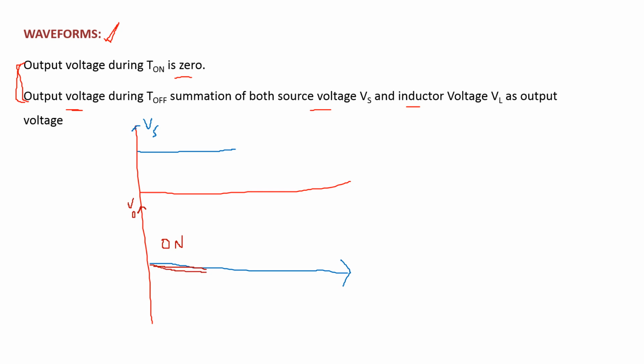Similarly, during off time, we are going to get the output voltage, which is the summation of supply voltage plus inductor voltage. Okay, this is the off time. During this period, the magnitude of the output voltage is the summation of supply voltage Vs plus inductor voltage VL. Okay, the same cycle is going to repeat for the remaining cycles. Okay, these are the waveforms of a step up chopper.